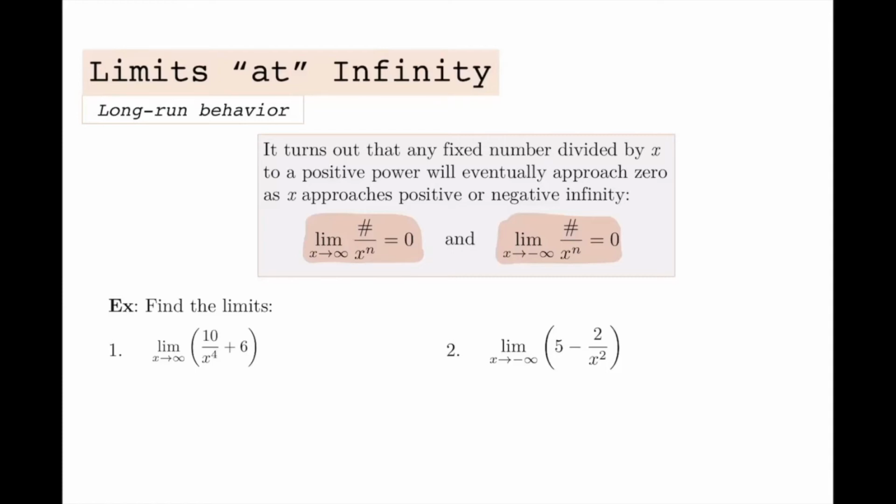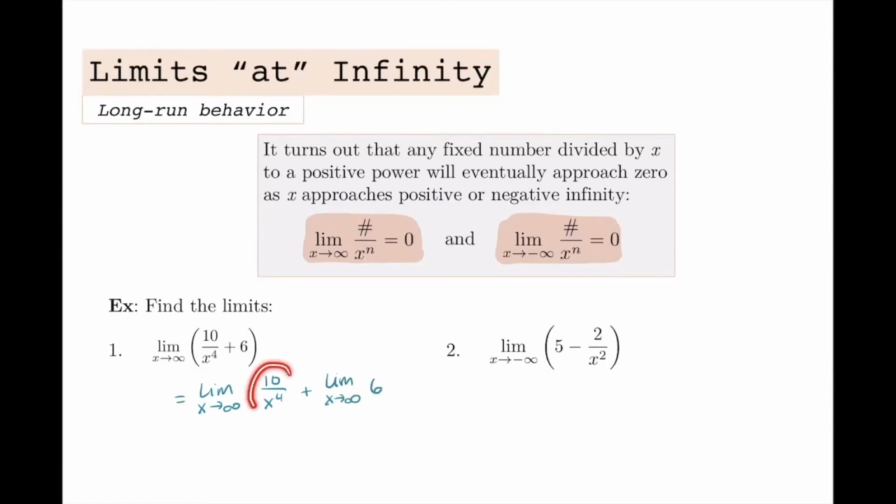Let's look at a couple examples of how we might use this. In example 1, we have the limit as x approaches infinity of 10 over x to the fourth plus 6. Now we haven't really talked about specific rules for how to find the limit of something when it's got two pieces to it. But what you can do is split this up into the individual limits. So we could say that this is the limit as x approaches infinity of 10 over x to the fourth plus the limit as x approaches infinity of 6.